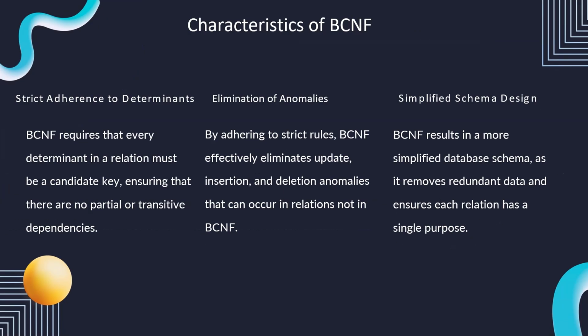Following are the characteristics of BCNF. First, strict adherence to determinants. BCNF requires that every determinant in a relation must be a candidate key, ensuring that there are no partial or transitive dependencies. Second, elimination of anomalies. By adhering to strict rules, BCNF effectively eliminates update, insertion, and deletion anomalies that can occur in a relation that is not in BCNF. Third, simplified schema design. BCNF results in a more simplified database schema as it removes redundant data and ensures each relation has a single purpose.